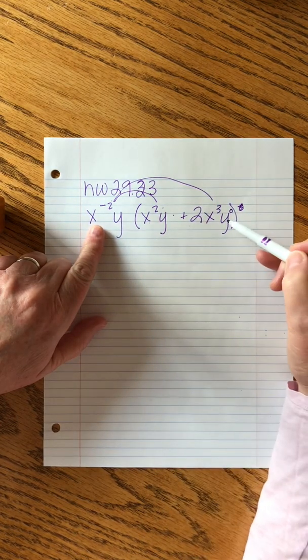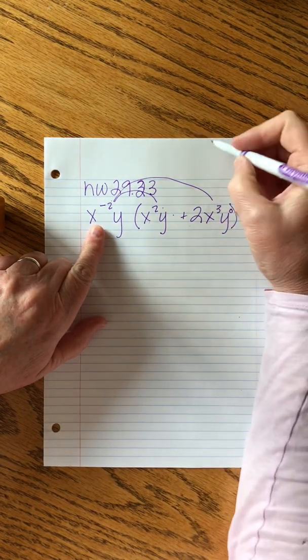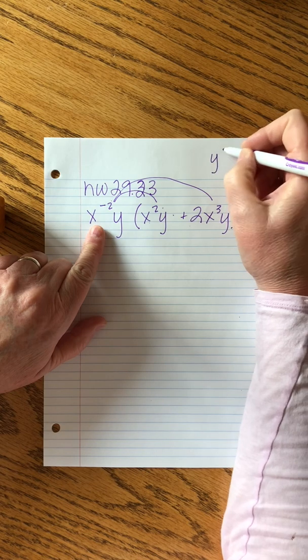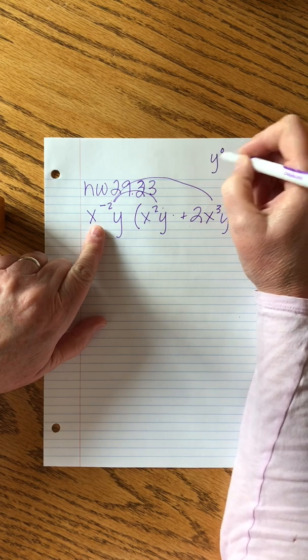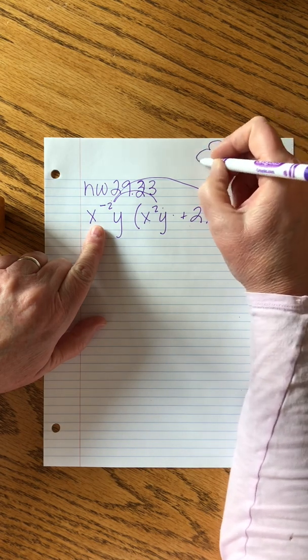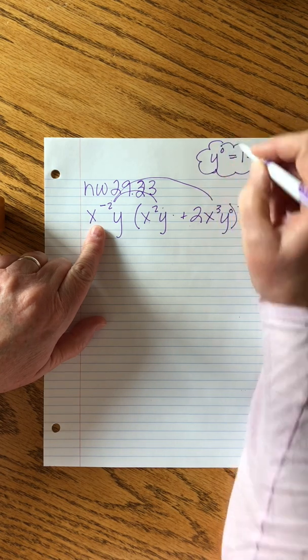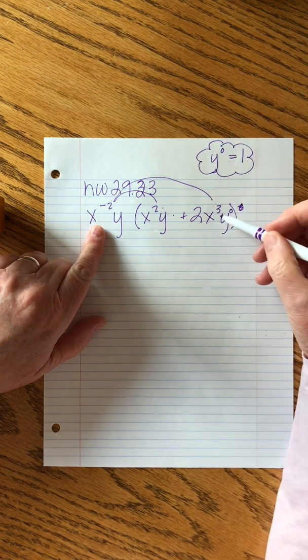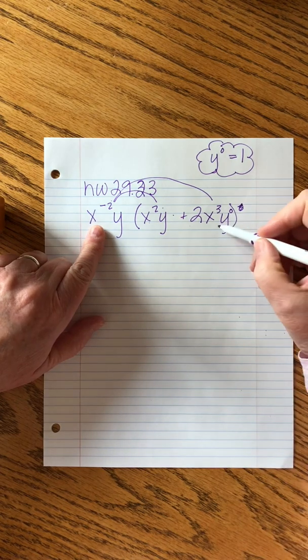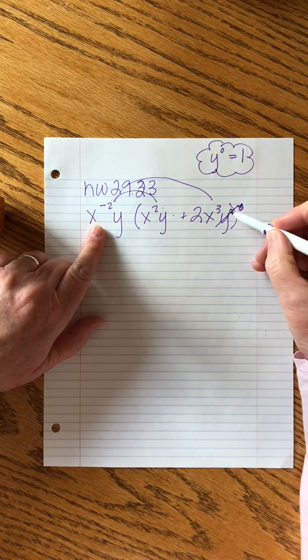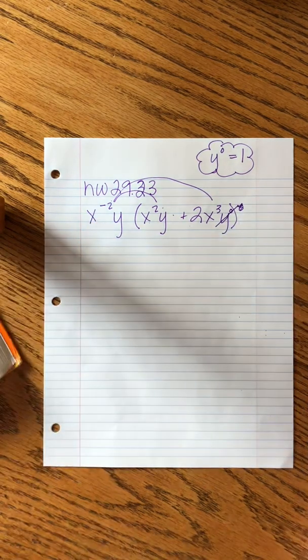I do see this down here though, y to the 0. I remember that any variable to the 0 power or number equals 1. And 1 we can ignore because 1 times anything doesn't change it. So here's what we can do. As soon as we see that 0 exponent, we can just cross that variable off. We don't have to deal with that at all.